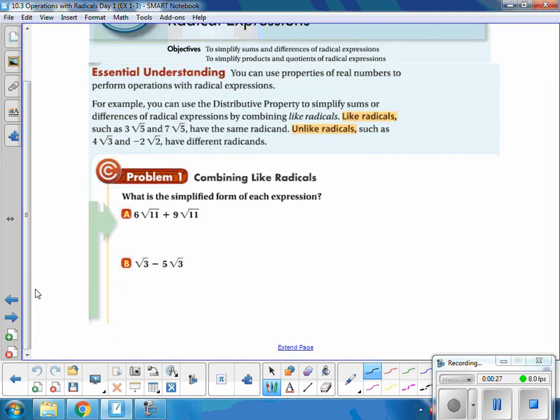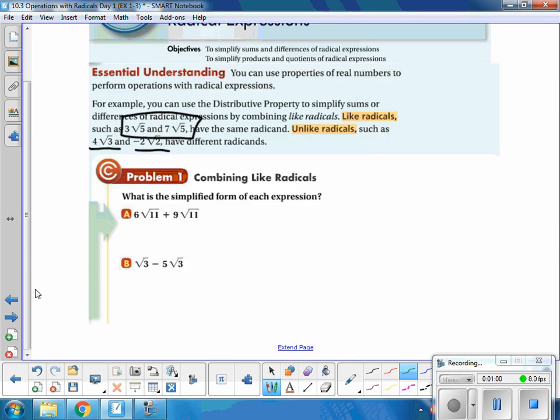So you can use the distributive property to simplify sums or differences of radical expressions by combining like radicals. So it's combining like terms. It's a very similar concept, but you're combining like radicals, like 3 times square root of 5 and 7 times the square root of 5. They do have the same radicand, so they are like radicals. Unlike radicals such as 4 times the square root of 3 and negative 2 times the square root of 2, those are different radicands, so we would not be able to combine those when you're adding or subtracting.